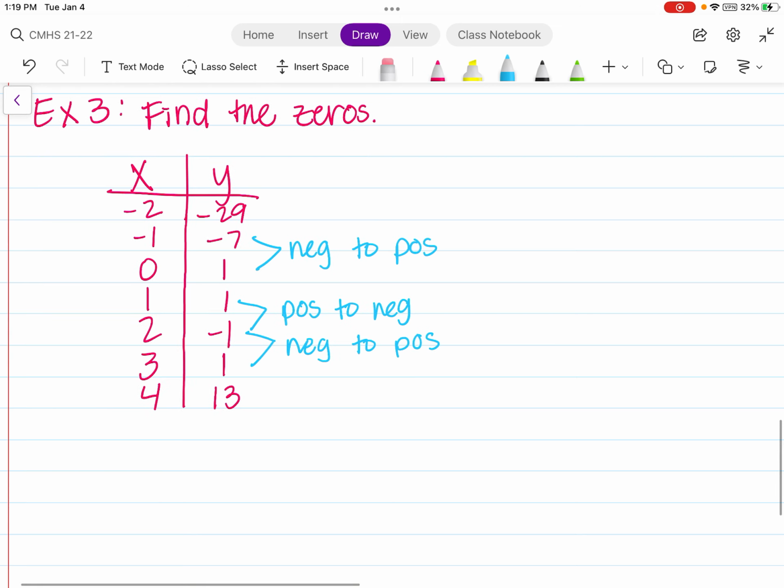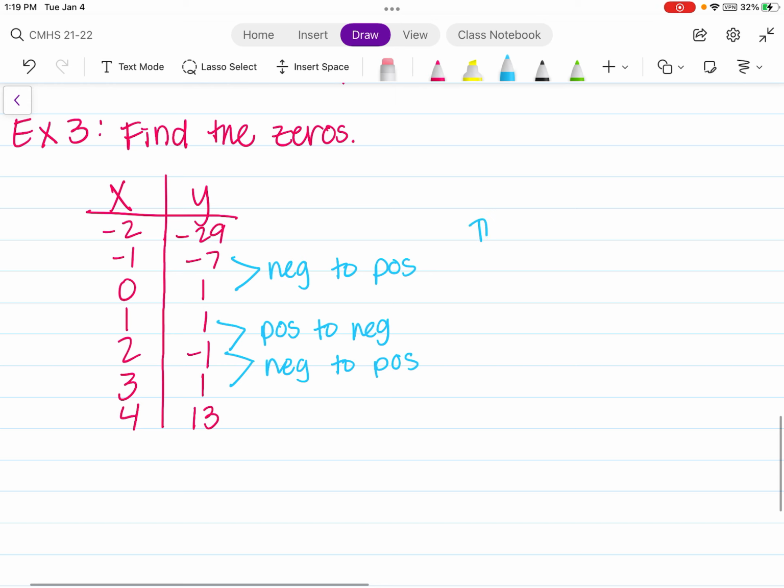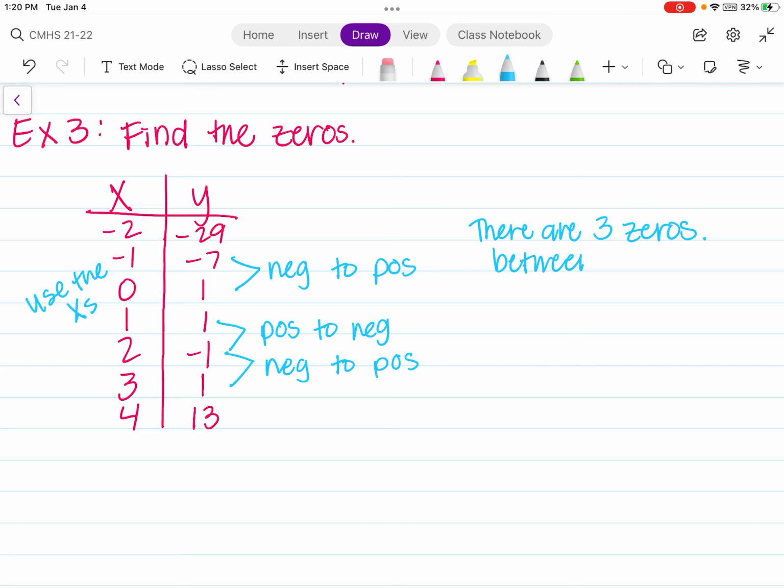3 zeros. So over here, I'm going to write, there are 3 zeros. And let's tell them where. We're going to use the x's. Okay? So I'll write over here, use the x's. Between, what was the first one? Between -1 and 0 on the x's, right? It changed -7 to +1, but in between on the x's, it's between -1 and 0.